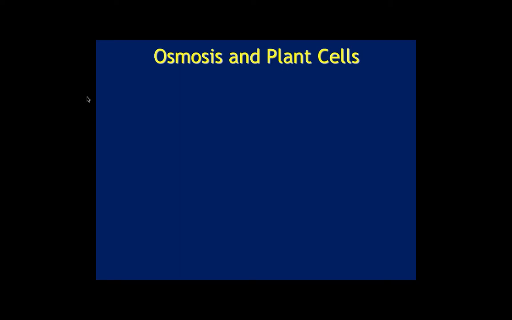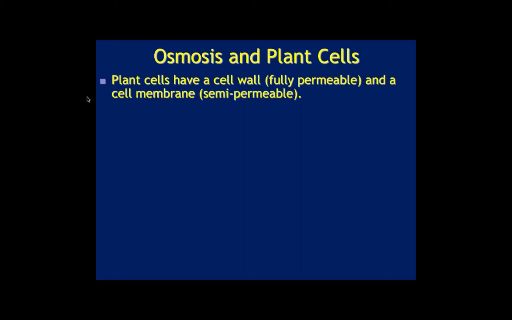And just like the animal cells, you have to be able to predict will water move in or out of the cell based on the words more concentrated. So the big difference between plant cells and animal cells is that plant cells have a cell wall as well as a cell membrane. So your cell wall is fully permeable, it doesn't care what comes in or out, whereas a cell membrane will decide what substances it allows in.